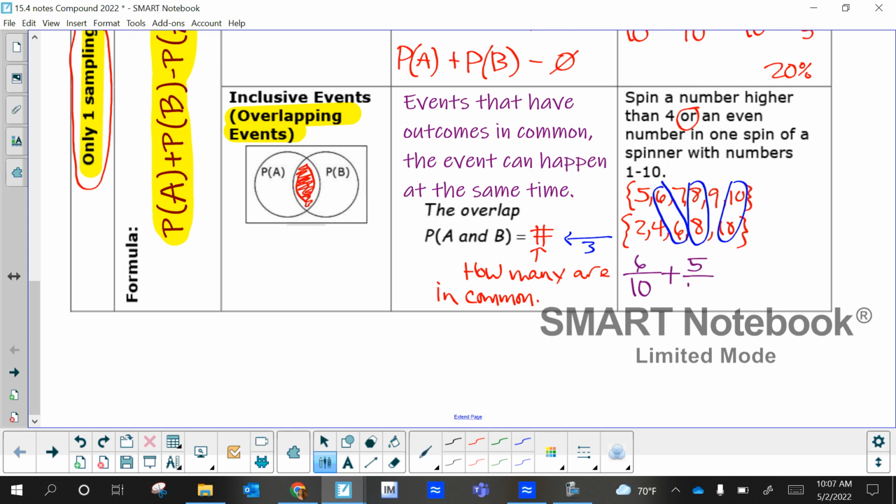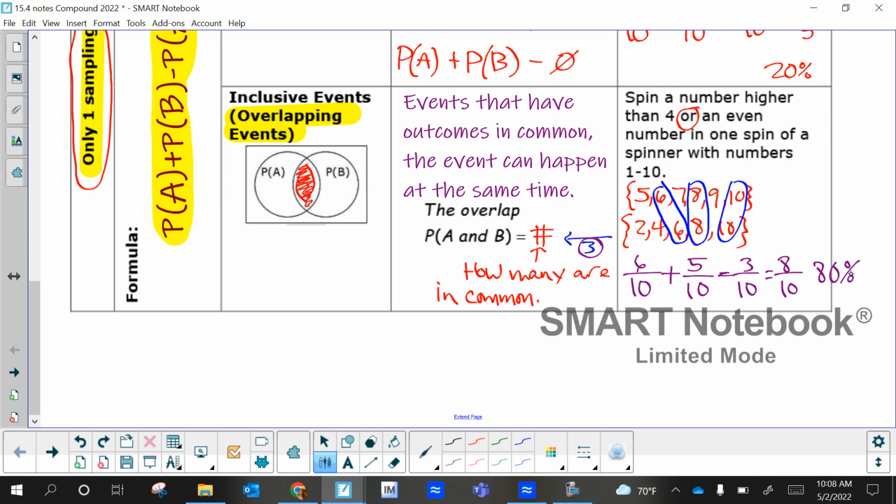There's 5 of those. Now we do have an overlap, so now we want to subtract. What was that number? 3. So we're going to do 3 out of 10. This is a minus. Okay, so 6 plus 5 is 11. 11 minus 3 is 8. So 8 out of 10. So basically an 80% chance we have of spinning a number higher than 4 or an even number. Okay, so that's a pretty good chance.